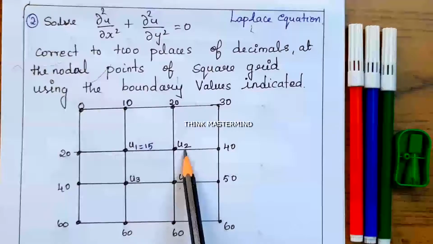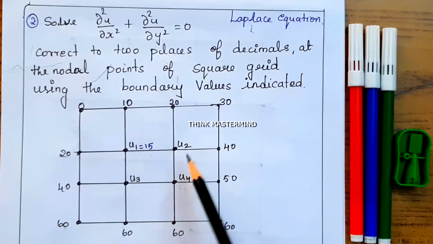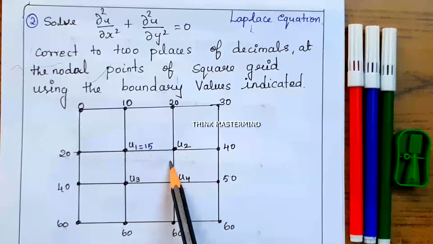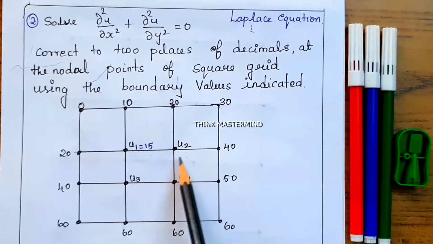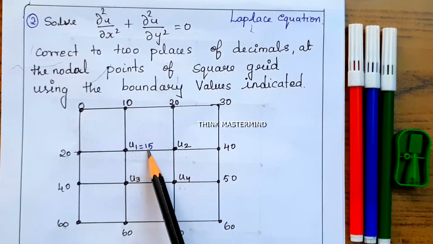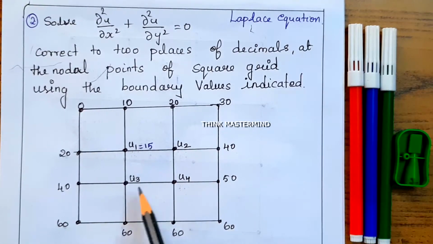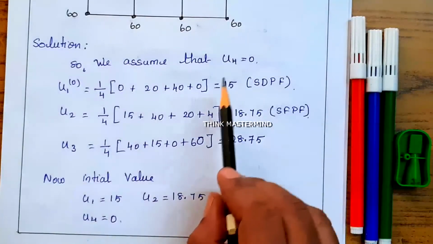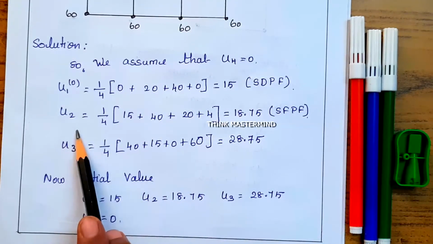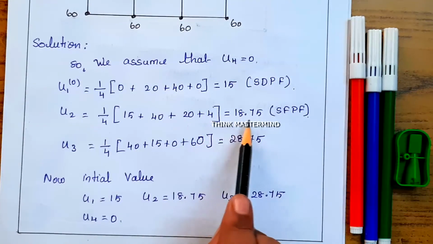Once I know u1, to find u2 you use the standard 5-point formula. The standard 5-point formula gives the accurate value. That's why, to find the initial value only, we are considering the diagonal 5-point formula. Otherwise, for every value we use the standard 5-point formula. Therefore, u2 is equal to 1/4 times (15 + 20 + 40 + 0). The initial value of u1 is 15, and u4 is equal to 0. u2 is 1/4 times (15 + 40 + 20 + 0), that is 18.75.